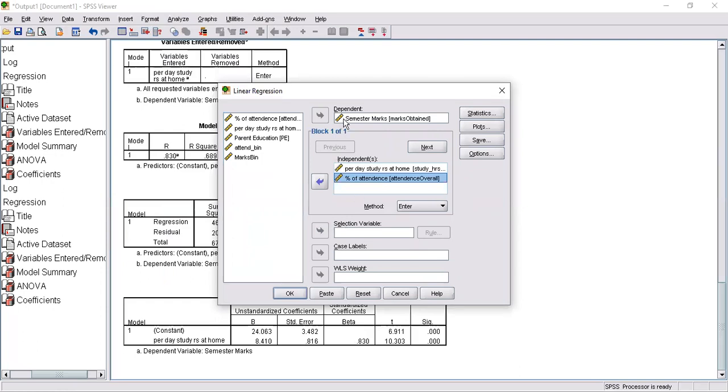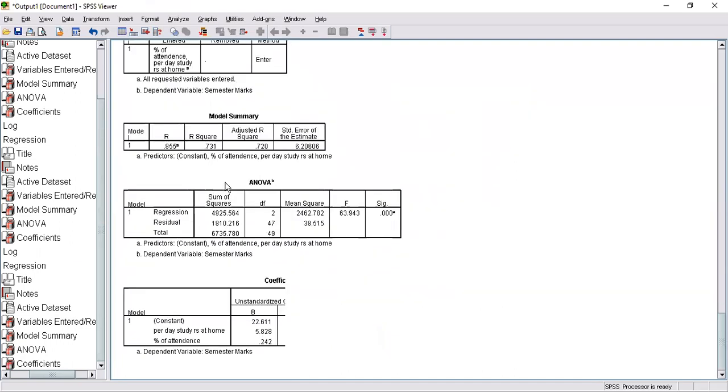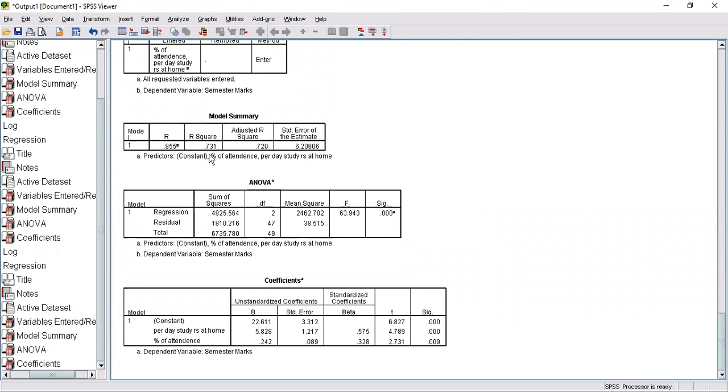Now I'm taking one dependent and two independent variables. The dependent is again marks, and the independents are study hours and percentage of attendance. Then I click OK, and again we get an output file. Now see, R square is 73 percent, which means the two independent variables jointly explain the variation. The independent variables are responsible for changing the value of the dependent variable by 73%.